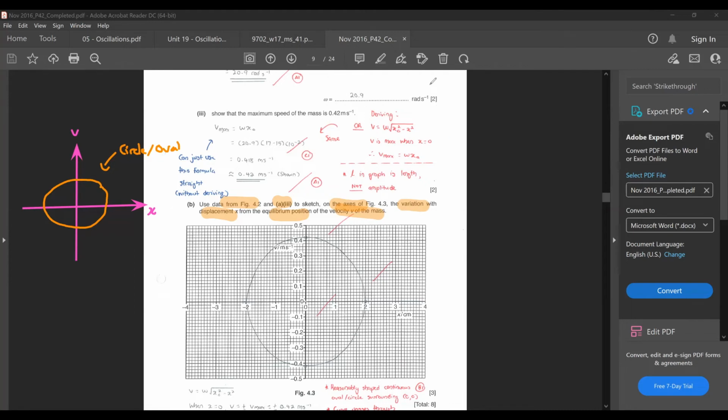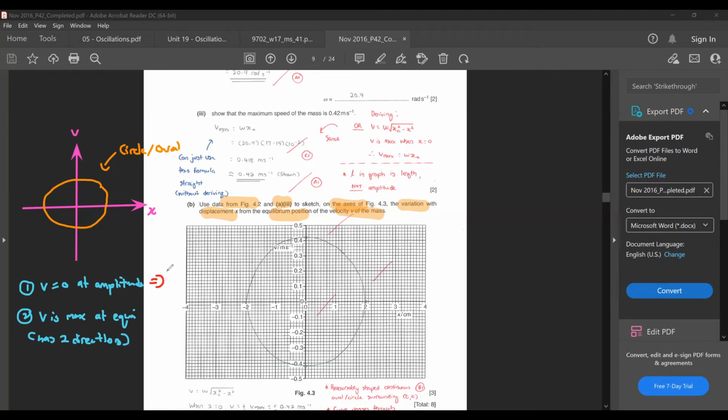So there were a few points of interest that I mentioned to you. V is 0 at amplitude, and then V is max at equilibrium. And then it has two directions. Okay, so when you talk about V is max at equilibrium, I mentioned that it has two directions, positive or negative.